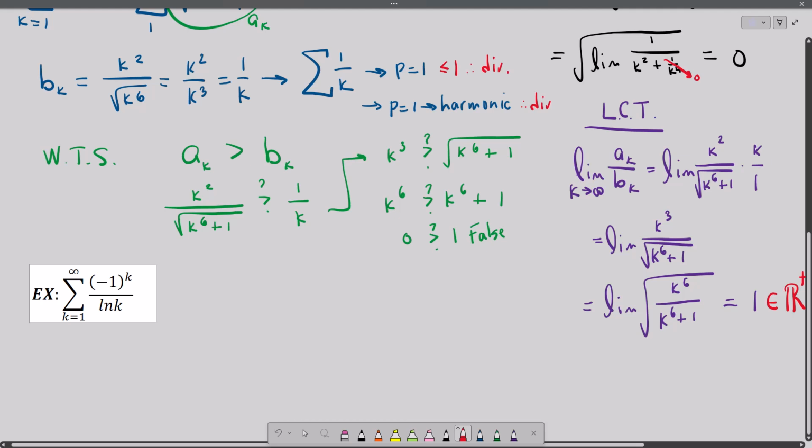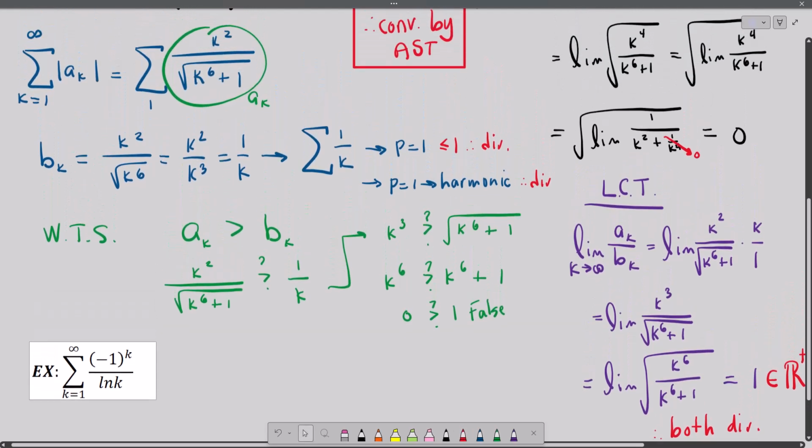So therefore, converge or diverge? Diverge. So both are diverging. We chose a b sub k that diverges. That means that this a sub k series is doing the same thing, so it also diverges. All right.